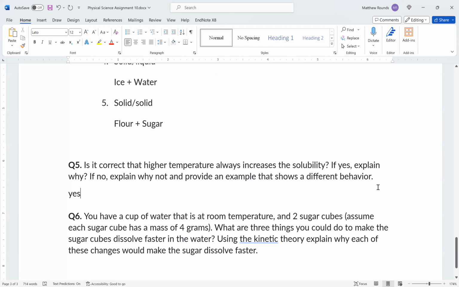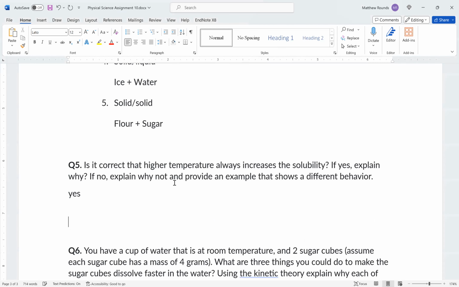Idea of the particles gliding. Does that make sense? Yeah. Okay. So it's up to you how you want to answer this.